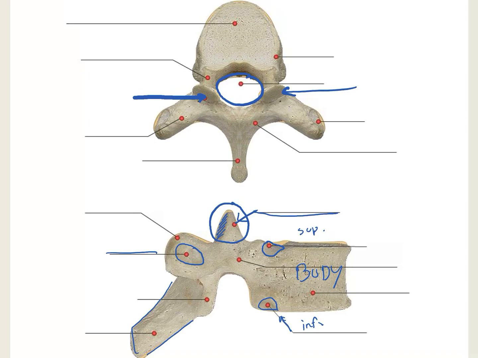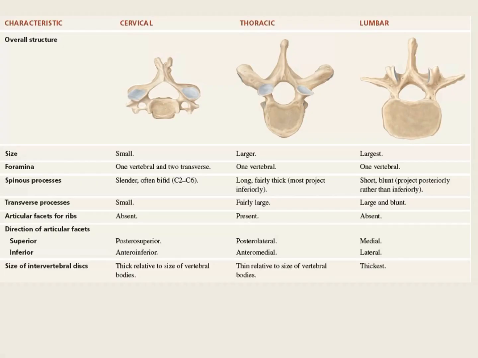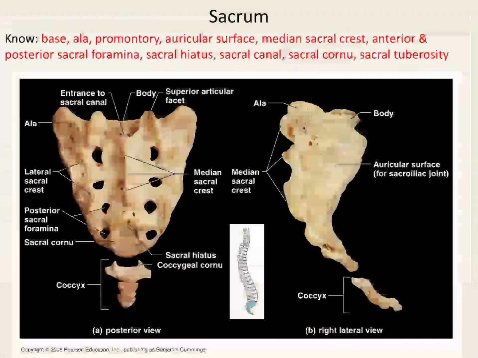Okay, so we are done with the vertebrae. This is a nice little comparison chart that you can look at if you want. I'm going to skip it and talk about the sacrum. So the sacrum is continuous with the vertebral column, and it has features that relate to it because these are 5 fused vertebrae. So there are features of the sacrum that are going to be remnants of the vertebrae.